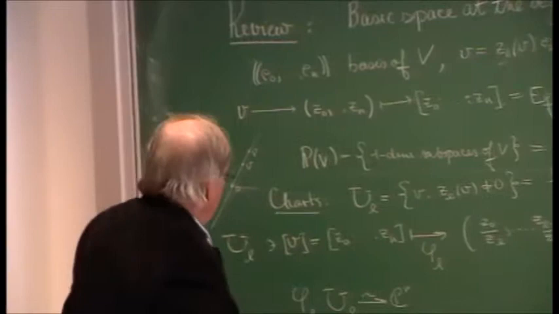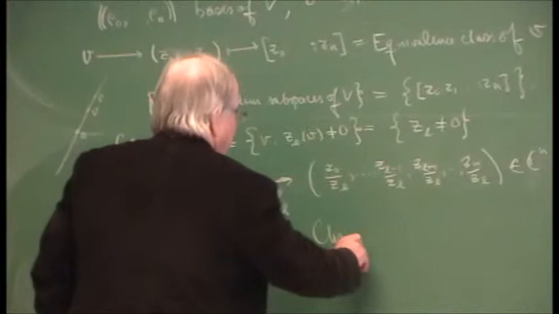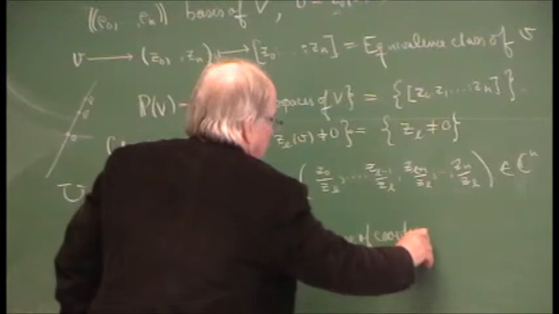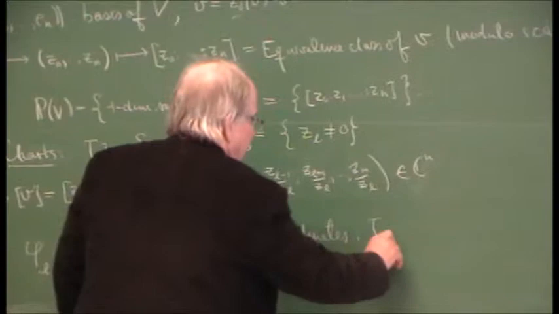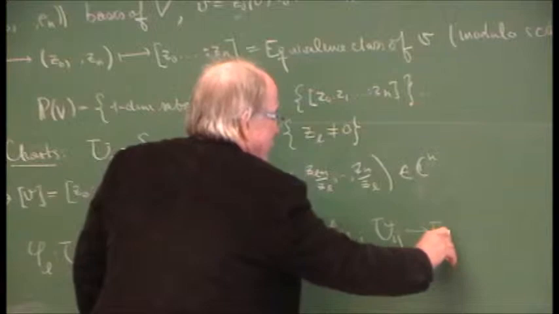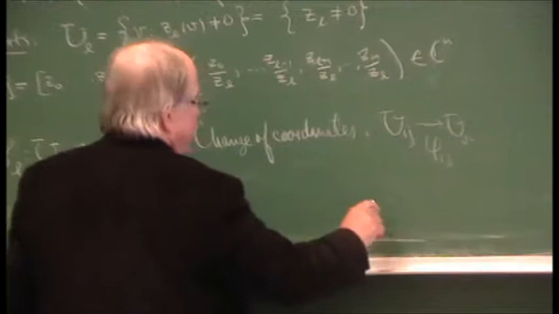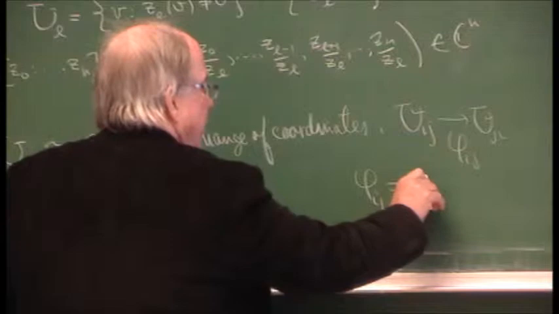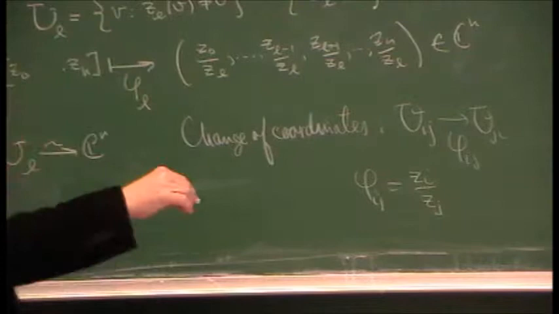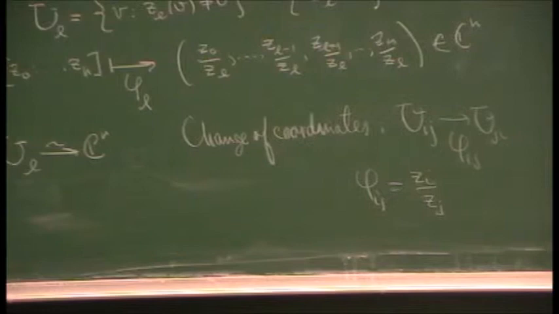So you can check the change of coordinates from UI to UJ, on the intersection of these two sets, maybe we call this PIJ. If you look at it, it's simply ZI over ZJ, I think. You have to check whether it's ZI over ZJ or ZJ over ZI. It's this rational change of coordinates. So everything here is algebraic, and this is indeed an algebraic structure on the space.